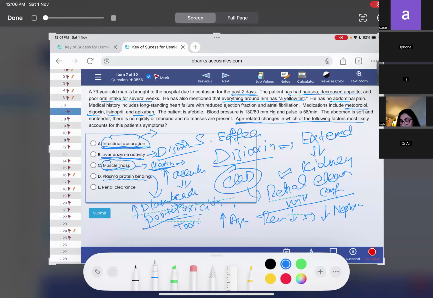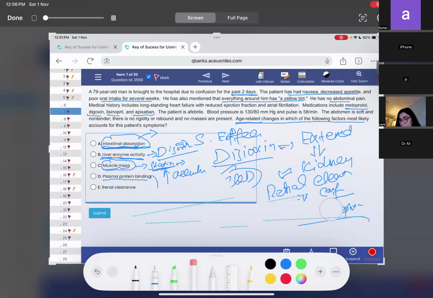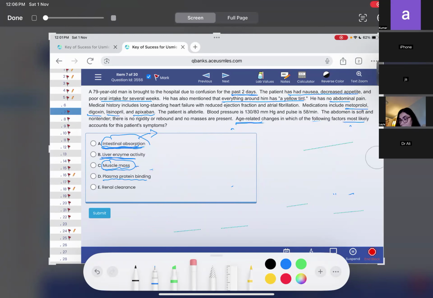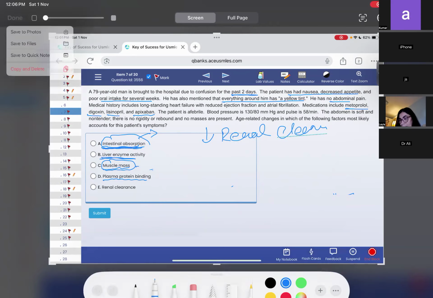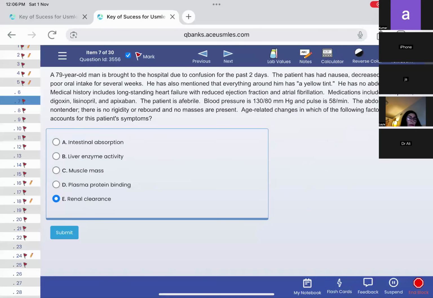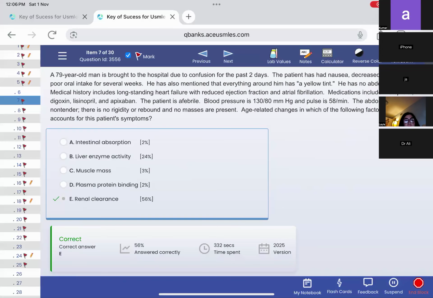Is that clear, doctor? Yes. So let me clear the point first: a slight increase in digoxin will show its side effects because of decreased renal clearance. Okay, doctors? Yes. So let's move to the next option. Anyone with a question?